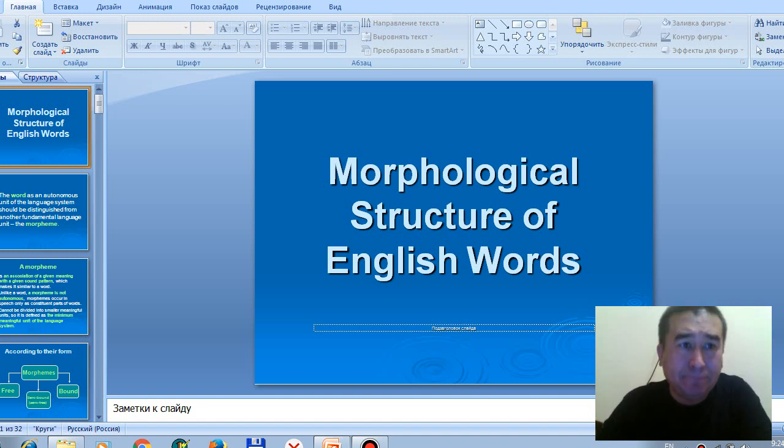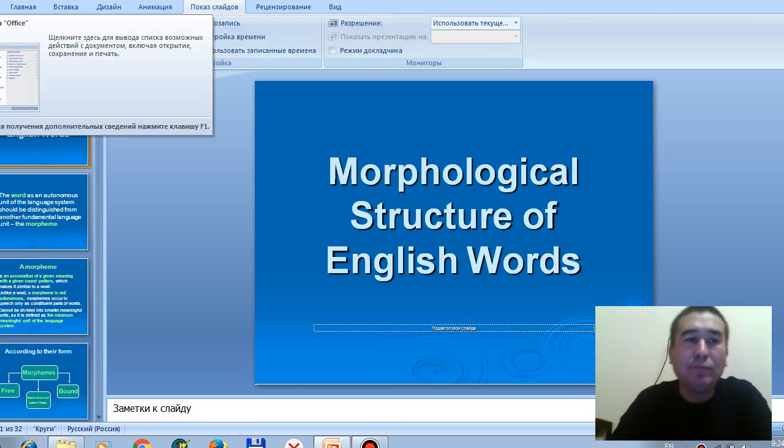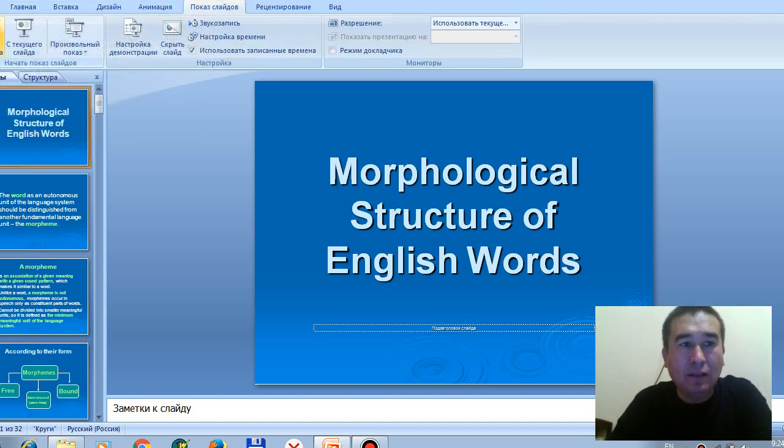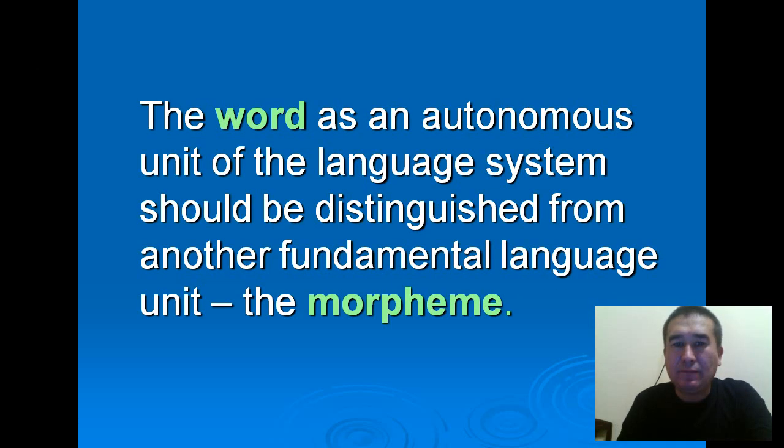Let's start. As always, I will explain this by means of my presentation. So, morphological structure of English words. The word as an autonomous unit of the language system should be distinguished from another fundamental language unit, the morpheme. So, we have to distinguish the word from the morpheme.